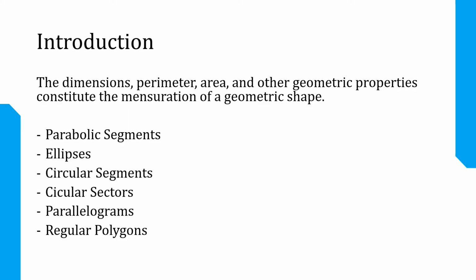So a quick overview on what today will involve: the dimensions, perimeter, area, and other geometric properties constitute the mensuration of a geometric shape. Such shapes we will be reviewing today will be the parabolic segments, ellipses, circular segments, circular sectors, parallelograms, and regular polygons.